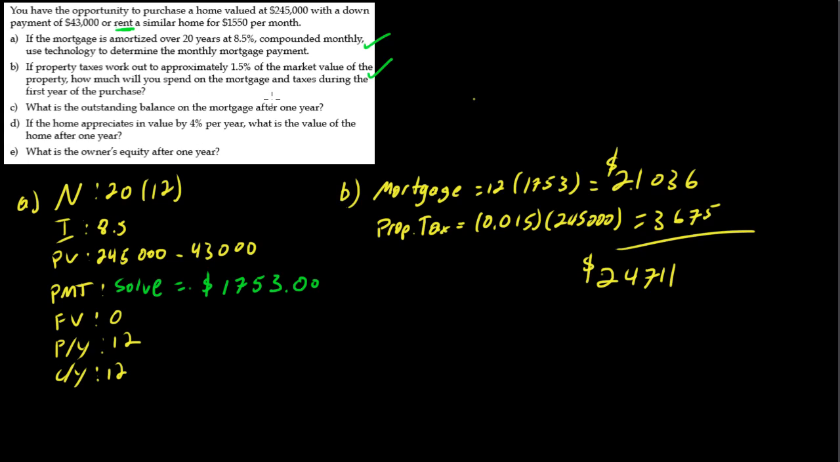What is the outstanding balance on the mortgage after 1 year? Well, this is nice. Remember, this means what do you still owe on the mortgage after a year? That's the balance of it. Let's be smart about this, and let's type in BAL(12) here.